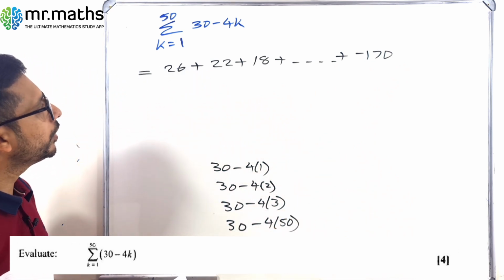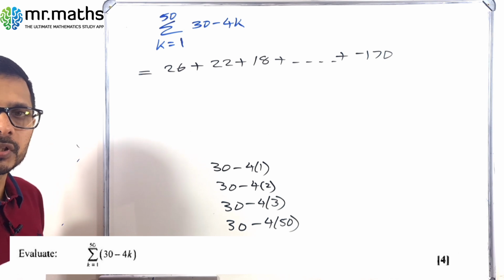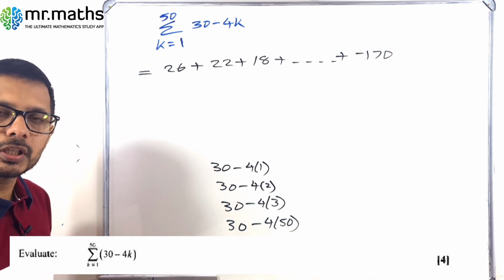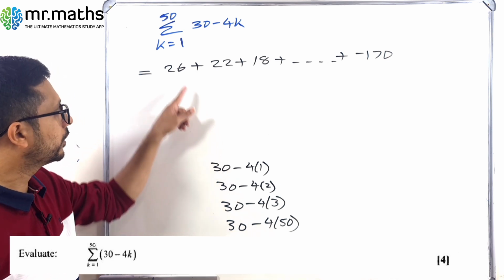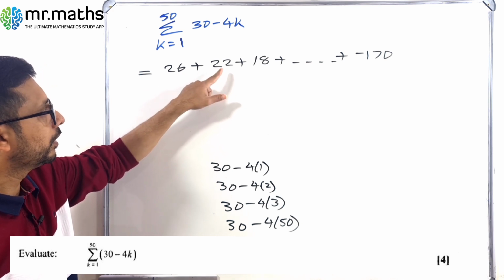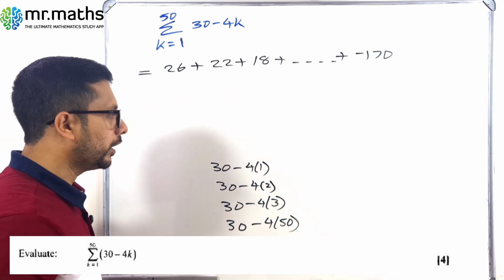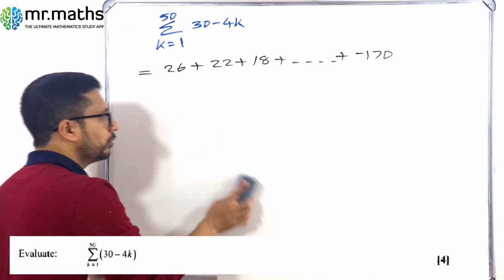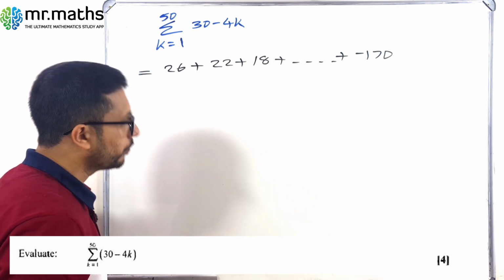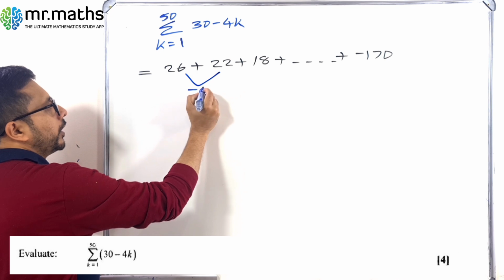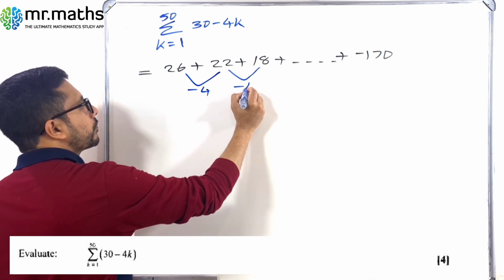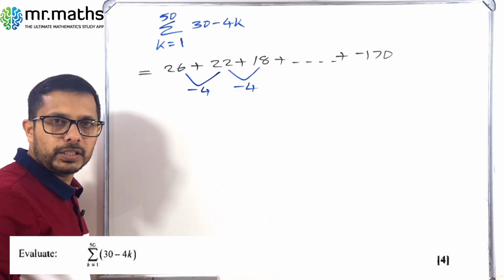Now what type of sequence is this? It is an arithmetic sequence. Can you see? You can find a common difference. 22 minus 26, what is the answer? Common difference, minus 4. Am I right? 22 minus 26 is minus 4. Here minus 4, here minus 4. So it is an arithmetic sequence.